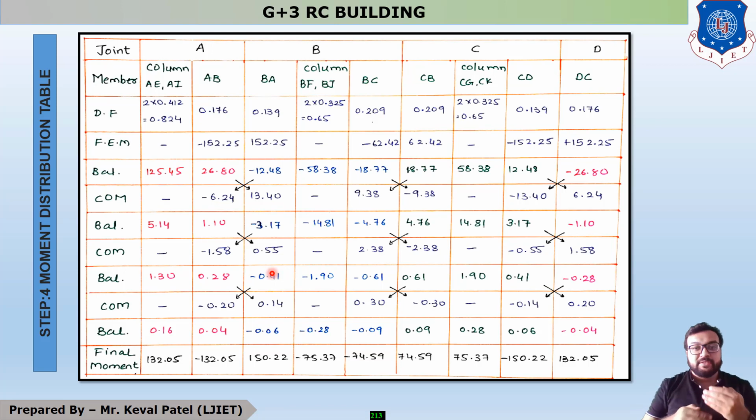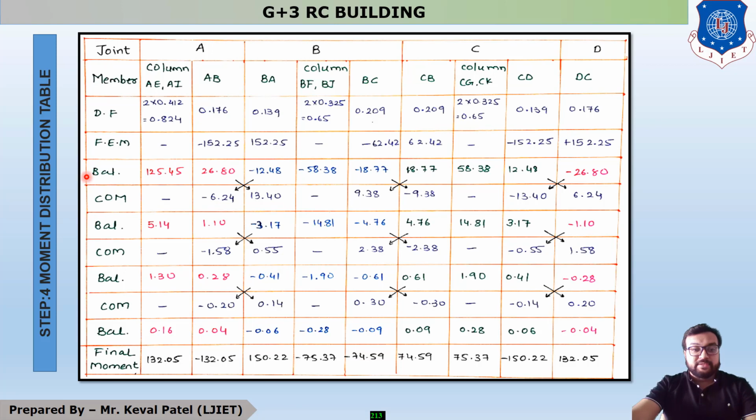Now the second step is to carry over moment. After that, balance, carry over, balance, carry over. But how many times? So the simple logic is, how many spans are there? So there are 3 spans. It means span is equal to carryover moment. It means if you have 3 spans, there are 3 calculations of COM, and plus 1 is balance, so 3 carryover moments and 4 balances.